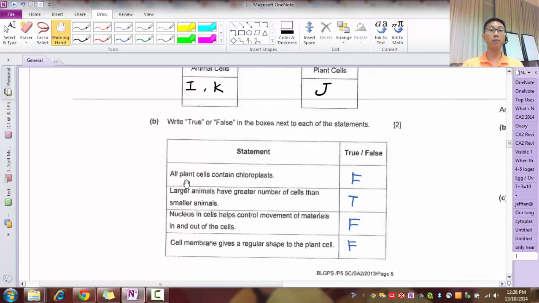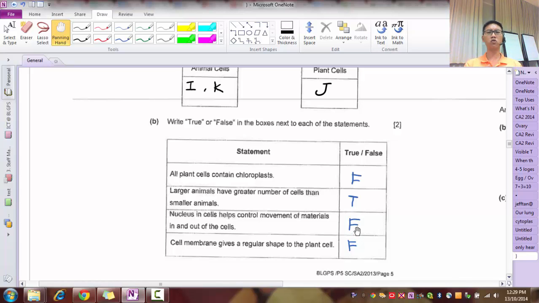True or false? All plant cells contain chloroplast. This is false, because my root cells are plant cells, but they do not contain chloroplast. They don't need to make food. Larger animals have a greater number of cells than small animals. That's true. Just like a Lego figure: the bigger your Lego figure, the more Lego blocks you need. Smaller Lego figures, fewer Lego blocks. Same thing. Bigger animals, more number of cells, because the size of your cells is the same. It doesn't have bigger cells. It's more number of cells.